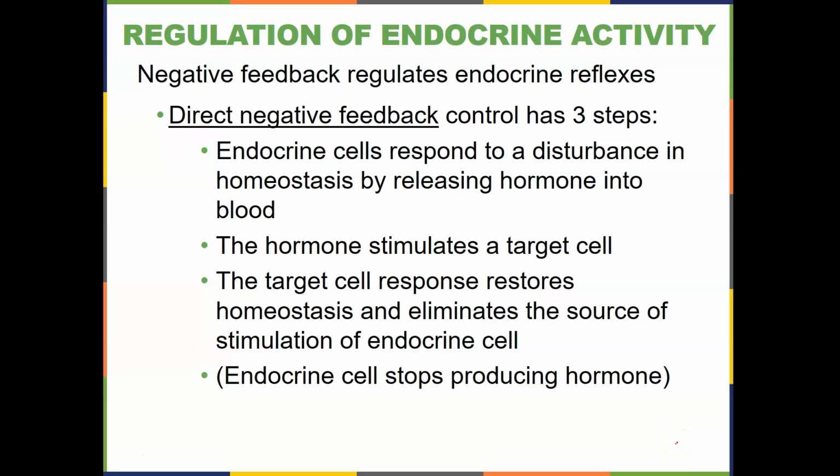All right. So negative feedback is usually what regulates or turns on and turns off, actually, endocrine, what we call reflexes or actions. So direct negative feedback has 3 steps. Number 1, the endocrine cells respond to whatever the disturbance in homeostasis, the change in the environment, by releasing the hormone in the blood. Okay, so again, something happens.